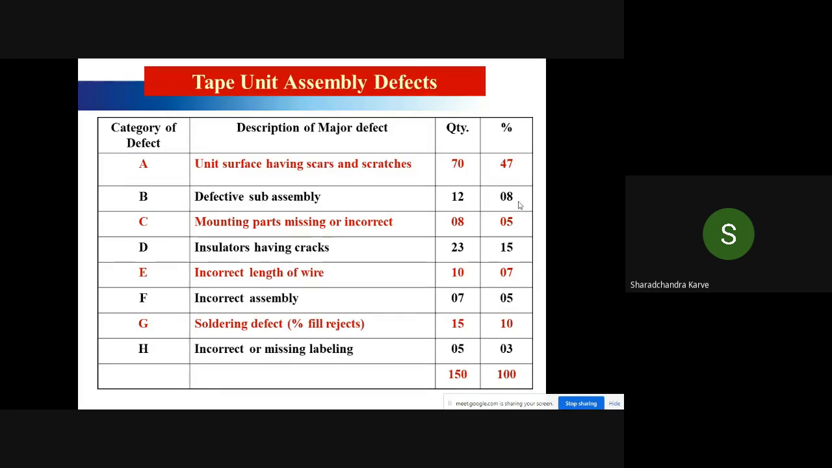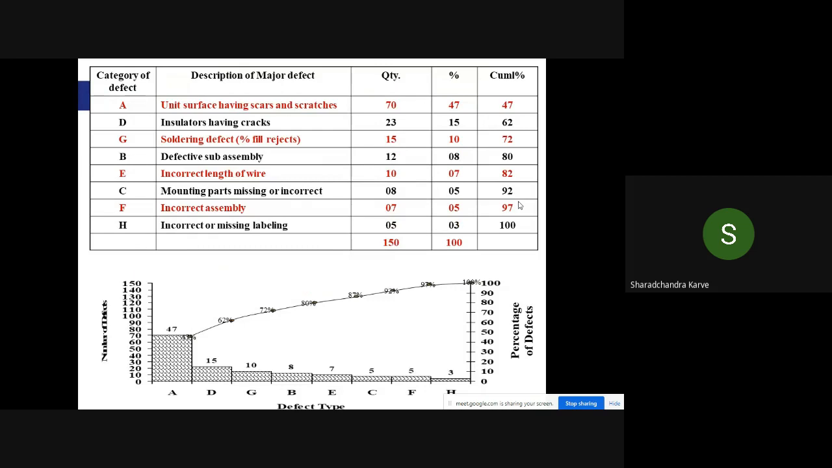So when you are drawing a Pareto, next slide please, you put all these in descending order, either by quantity or percentage. You can draw it by quantity or percentage, it doesn't make a difference. I have drawn it percentage-wise. So percentage is used to have a bar graph. Otherwise, you can use quantities for a bar graph also.